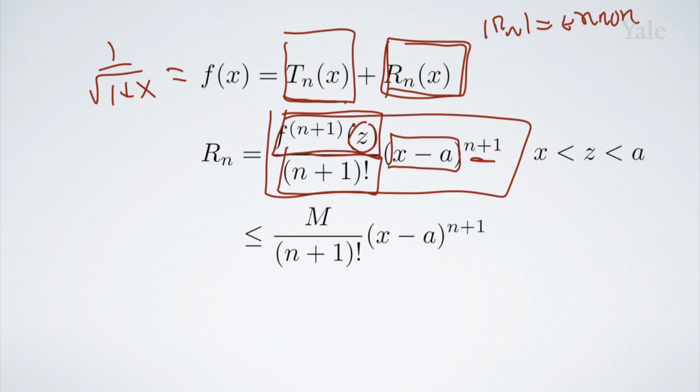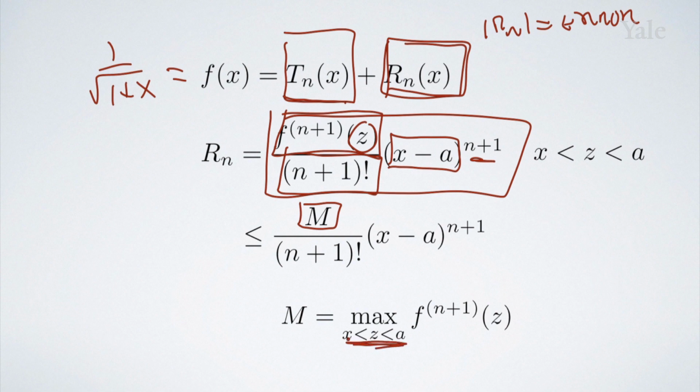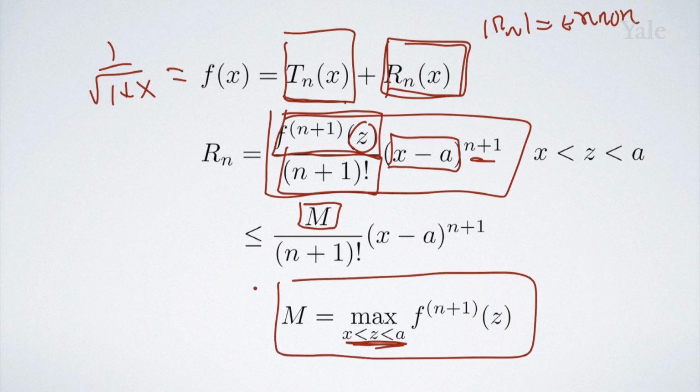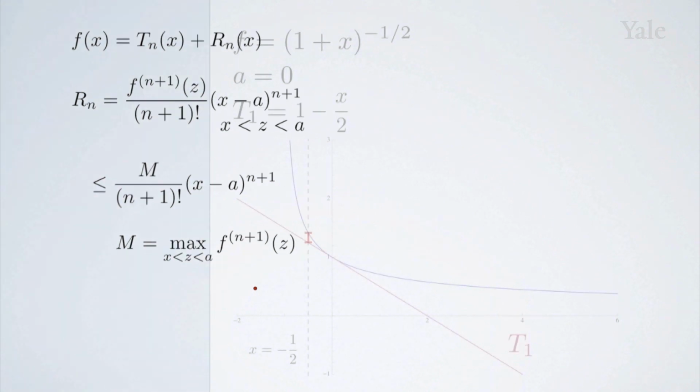And so what we do is we cap each derivative with this capital M for max. M, in fact, is the max of the n plus first derivative, and we look at values in between x and a. So somehow, these kinds of problems boil down to asking ourselves a question, what's the worst case scenario? And that's where the M, the max, comes into play. So let's see how this might work with our previous example.